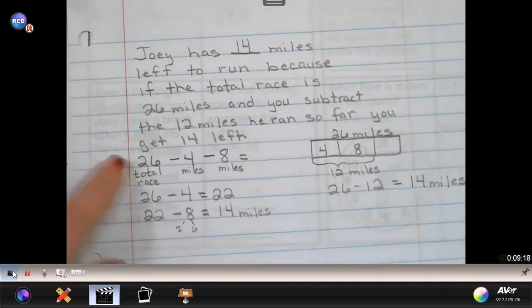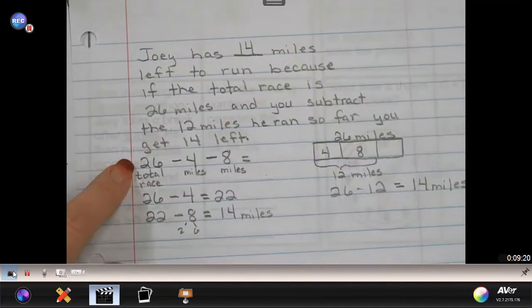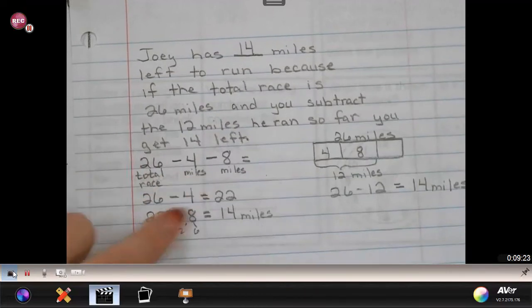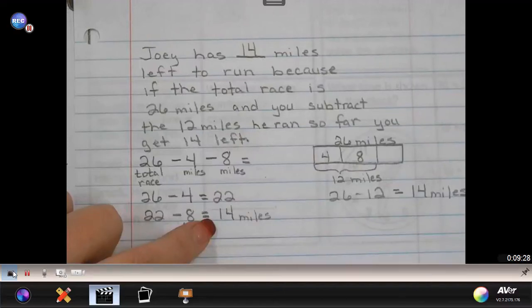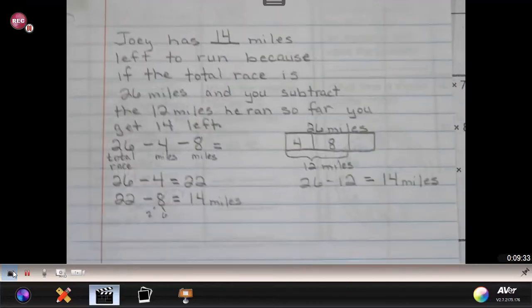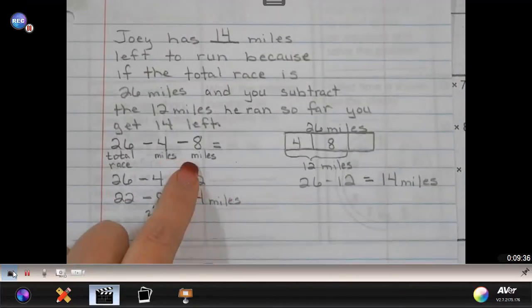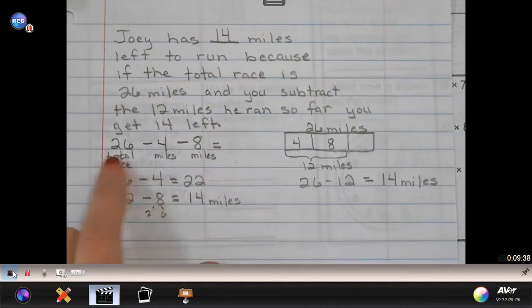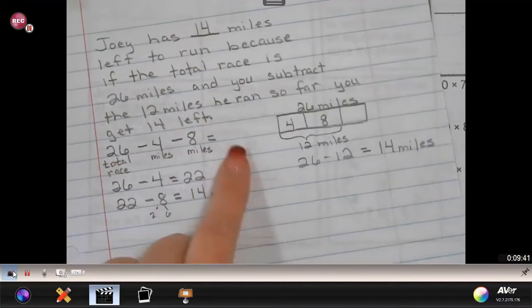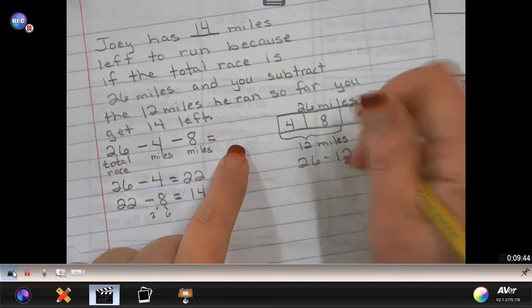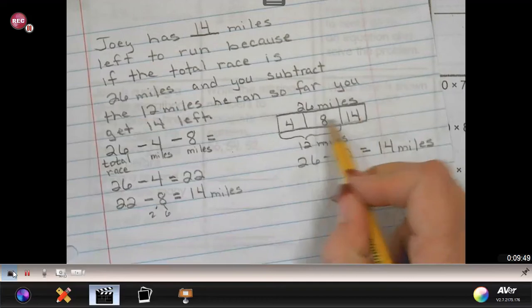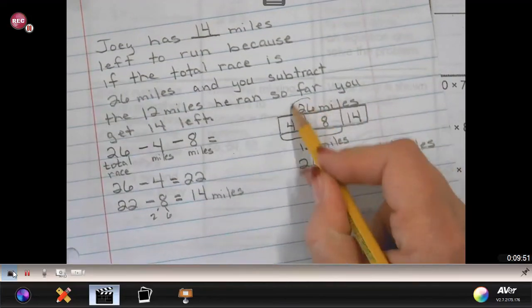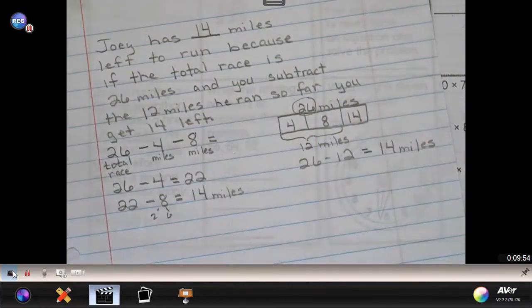Or if you wanted to go this way and subtract the 4 and get 22, and then subtract 8 from the 22 and explain it that way, you can always explain it that way as well. Either way is going to work. But here what I did was I took the 2 parts, put them together, and then subtracted those from the total to get the other missing part. So my missing part here is the 14 miles left for him to run. So when I add these 3 back together, that should give me my total parts.